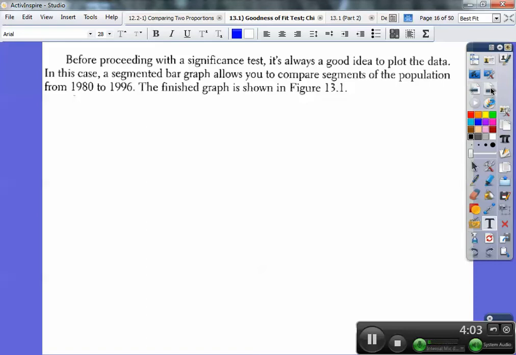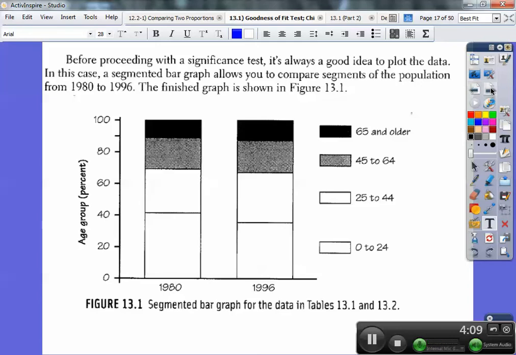So before we proceed, it's always a good idea to plot the data. In this case, a segmented bar graph allows you to compare the segments of the population. So here's the segmented bar graph. Well, they look pretty darn similar. So I'm kind of wondering how different they are, although these look different right here.